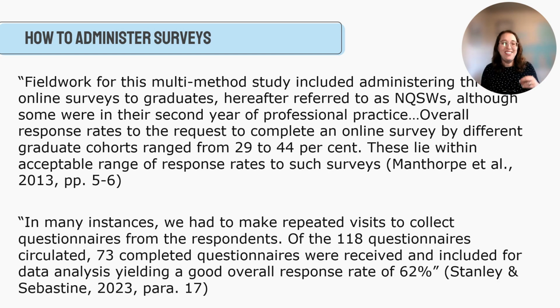44%. In another study by Stanley and Sebastian, they sent out questionnaires, and then they made repeated visits to collect the questionnaires from the respondent. They even said in their research article they had to go out several times, but they were still able to get a response rate of 62%. So even just the difference between following up with people, or saying, hey, did you get that survey done, and not can impact the response rate.